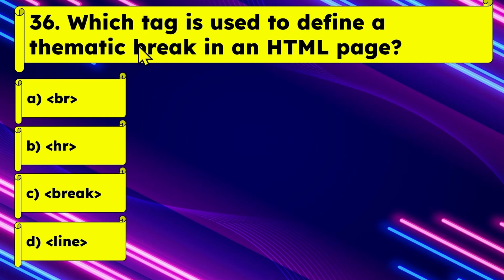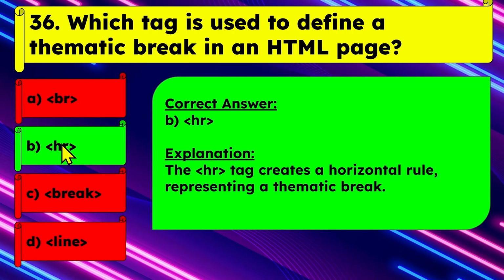Our next question is, which tag is used to define a thematic break in an HTML page? Option A BR tag, option B HR tag, option C break tag, or option D line tag. So here the correct answer will be option B. As you can see, HR tag creates a horizontal rule representing a thematic break.